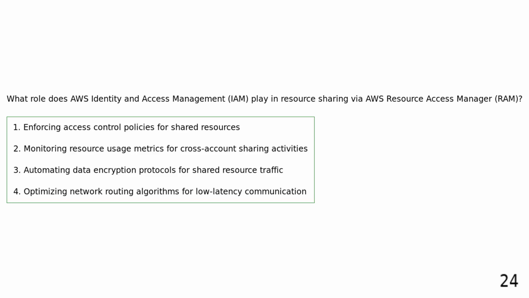What role does AWS Identity and Access Management play in resource sharing via AWS Resource Access Manager? Enforcing access control policies for shared resources. Monitoring resource usage metrics for cross-account sharing activities. Automating data encryption protocols for shared resource traffic. Optimizing network routing algorithms for low-latency communication.